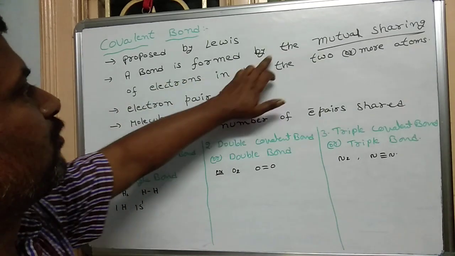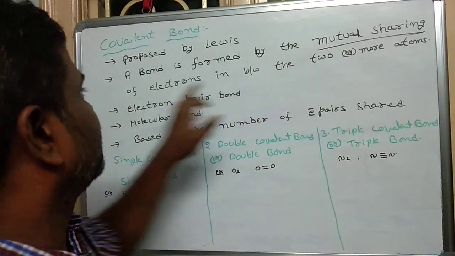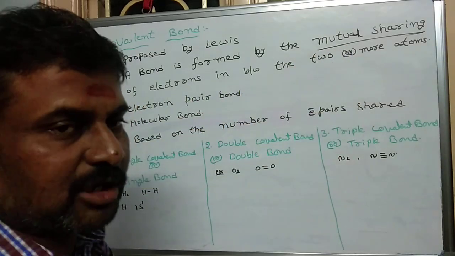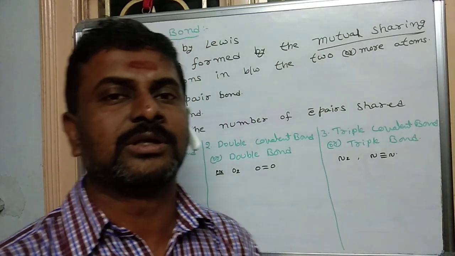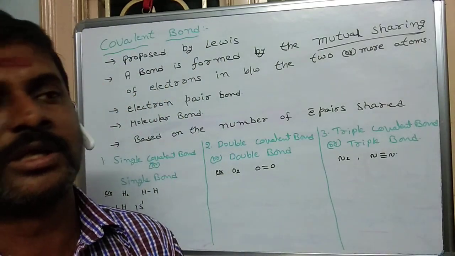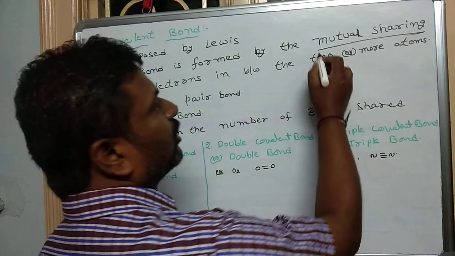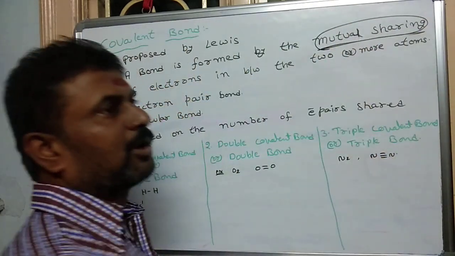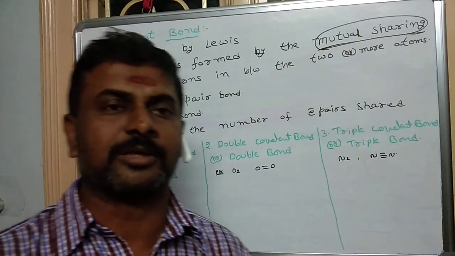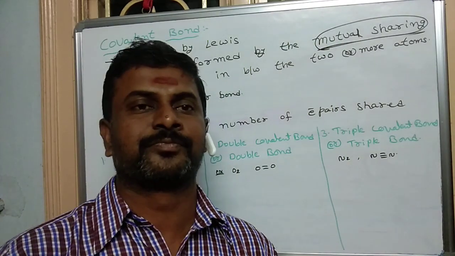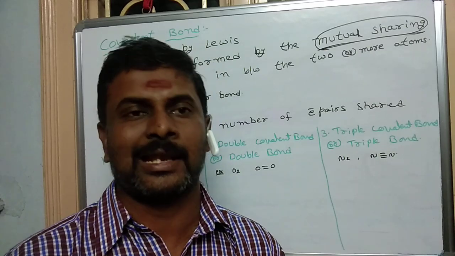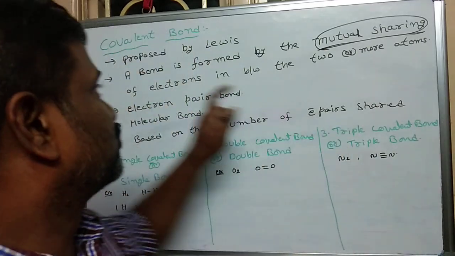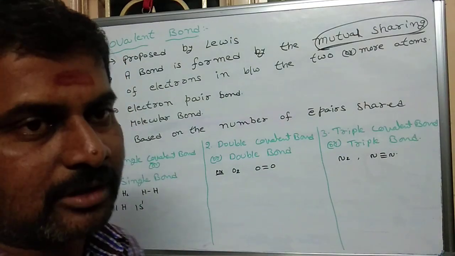A bond formed by the mutual sharing of electrons between two or more atoms in a molecule is called the covalent bond. Here the important word is mutual sharing. Suppose two atoms participate in a bond. The two atoms equally share one or more electrons. That bond is called the covalent bond.